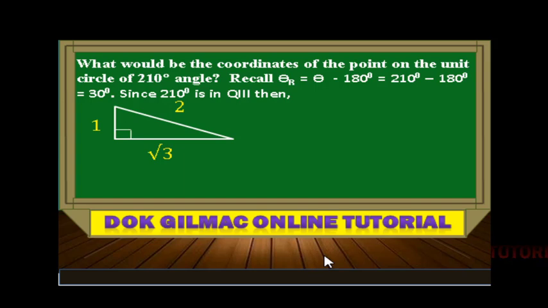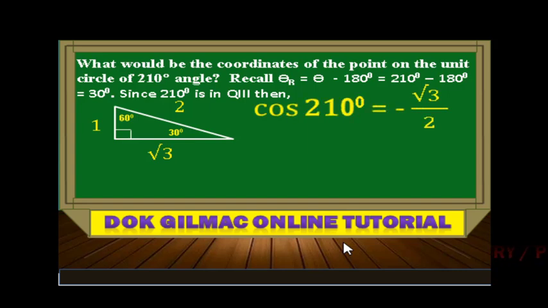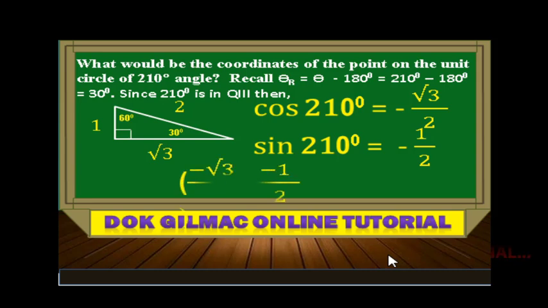What would be the coordinates of the point on the unit circle of 210 degrees angle? Recall, the reference angle is equal to theta minus 180 degrees or 210 degrees minus 180 degrees, which is just equal to 30 degrees. Since 210 degrees is in the third quadrant, then we have cosine of 210 degrees is negative square root of 3 over 2 and sine of 210 degrees is equal to negative 1 half. So the coordinates are negative square root of 3 over 2 and negative 1 half.